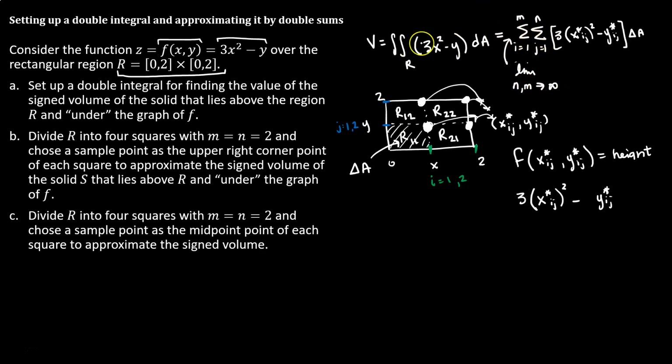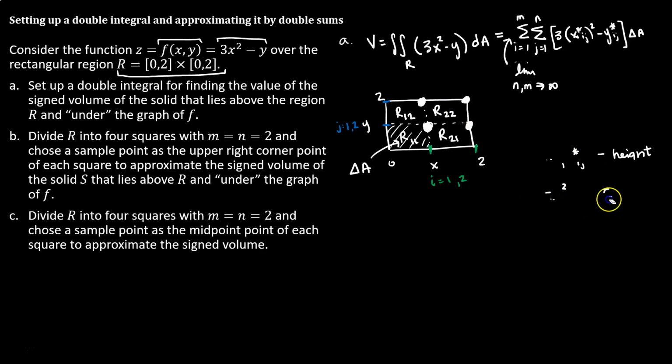All right, so now that we have part A done, which is to set up the double integral for finding this, now we can move on to part B. Part B says divide R into 4 squares with m and n equal to 2. We already did that. You're welcome. We're going to choose a sample point as the upper right corner of each square to approximate the signed volume. We did that as well, but this time let's go through and find the exact values of those points. So instead of just saying generic x star, y star, let's go ahead and find the coordinates of those top right corners in our partition.